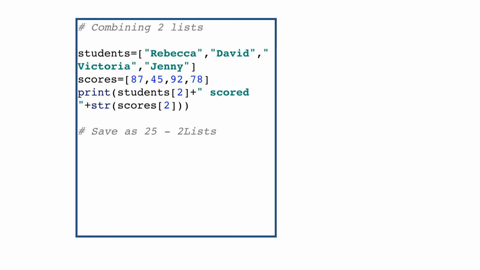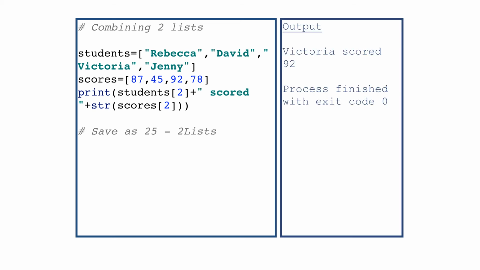Okay, so here I want to see if I can link up two lists together. So here I want to see if I can display, I've got the names and their scores right here. So copy and paste this into Python and see what happens. Pause now. Right, so it says here Victoria scored 92. So that's great, that's a nice start. So let's see how we can add more data to this though.